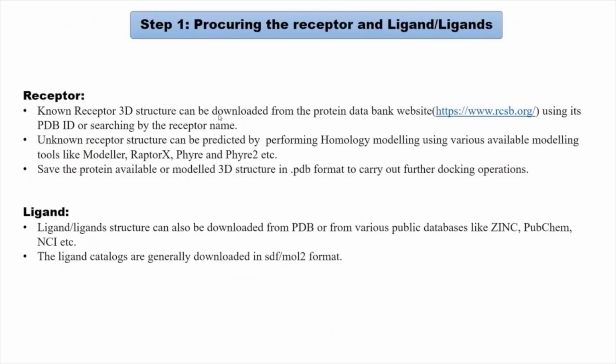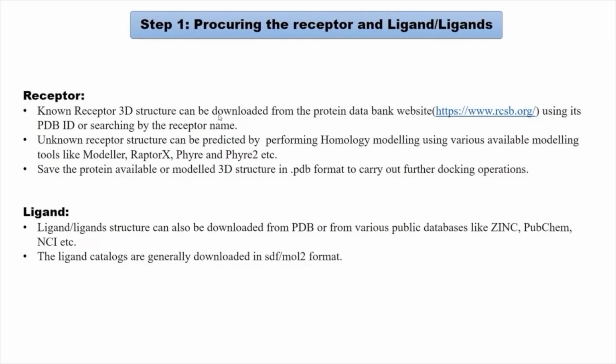The receptor's 3D structure can be downloaded from the Protein Data Bank site given here, and it should be downloaded in PDB format. If the structure of the receptor is not known, then we can predict it by modeling the structure using various softwares like Modeler, RaptorX, or Phyre2. For the ligand, we can download it from PDB as well as from various other public databases like ZINC database, SpiderCam, PubChem, NCI, and various others. We need to save the ligands in SDF or Mol2 format.